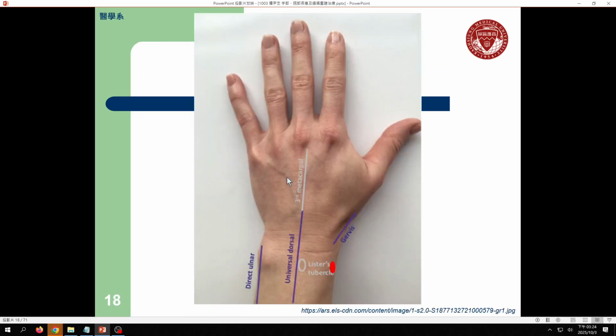And then, first, dorsal side. Here, tenderness. What kind of problem? The same. You have to know the anatomy, right? What soft tissue passes through this area? What kind of tissue?